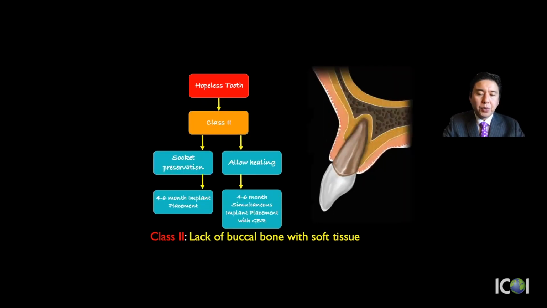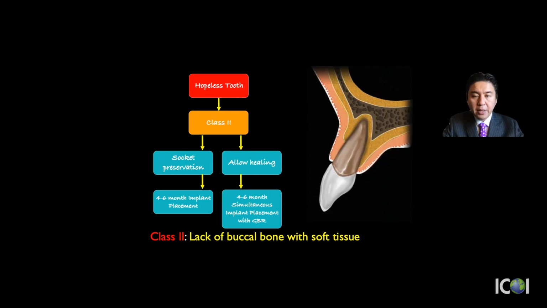How about class 2? When you take out the tooth, you don't have buccal bone on the buccal side, but you have soft tissue, which is commonly seen in the aesthetic zone. The patient had a fractured tooth or periodontal problem. You're going to have a class 2 classification. This time, you don't have buccal bone, so you cannot do the immediate implant placement. You do socket preservation, wait 4 to 6 months, and later you do the implant placement.